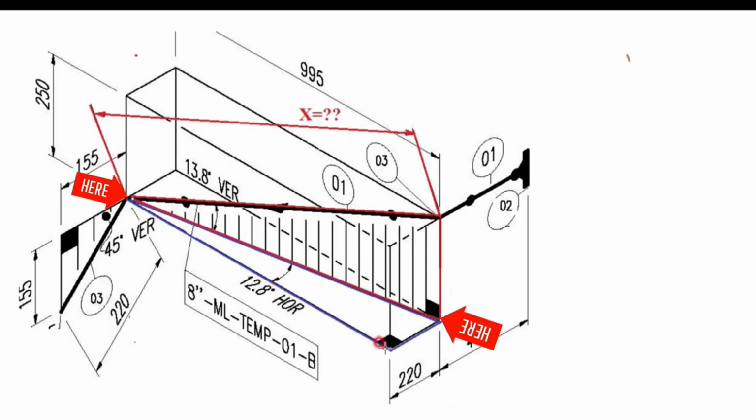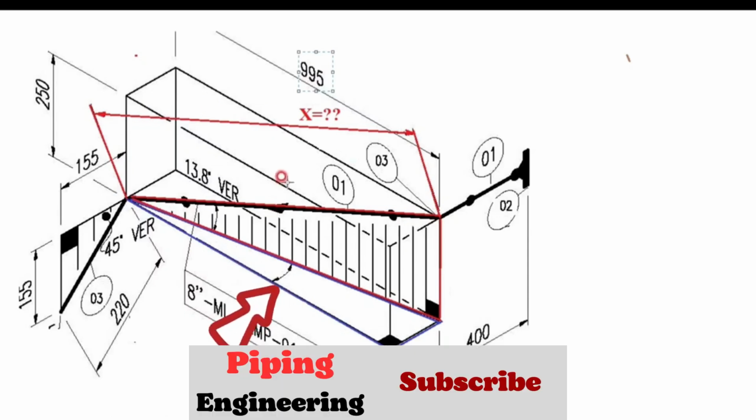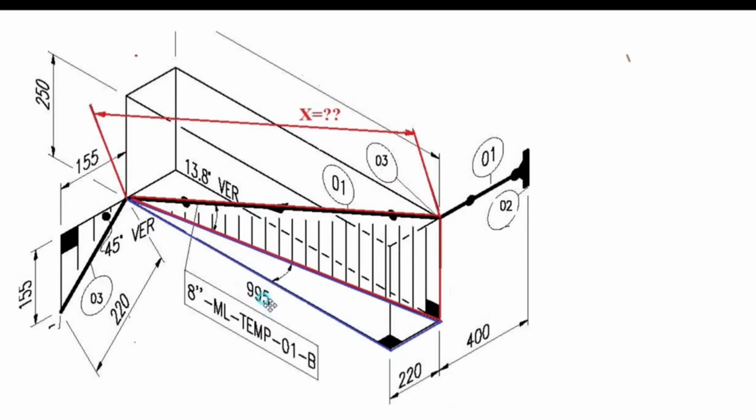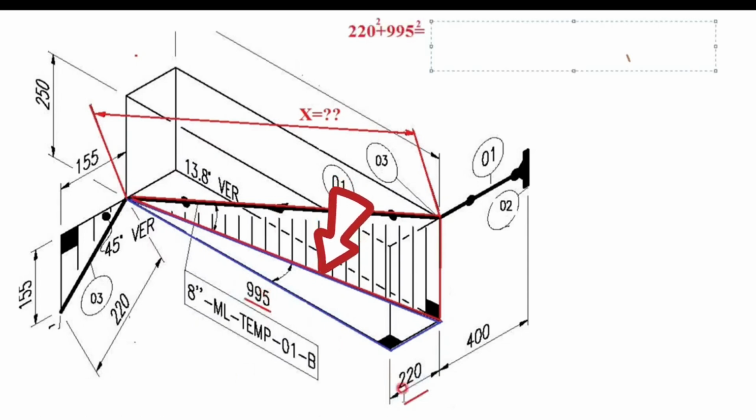Let's first find the hypotenuse of the blue triangle. This side of the blue triangle is equal to the side of the parallelepiped. The length of the side of the parallelepiped is 995, then the base of the blue triangle will also be 995. Using the Pythagorean theorem, add the square of 220 to the square of 995 to find the length of the hypotenuse of the blue triangle. We calculate and find that the length of the hypotenuse of the blue triangle will be 1019.